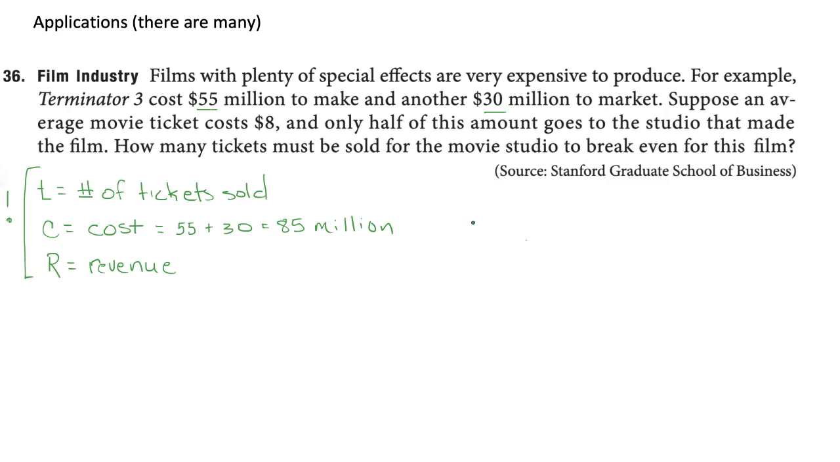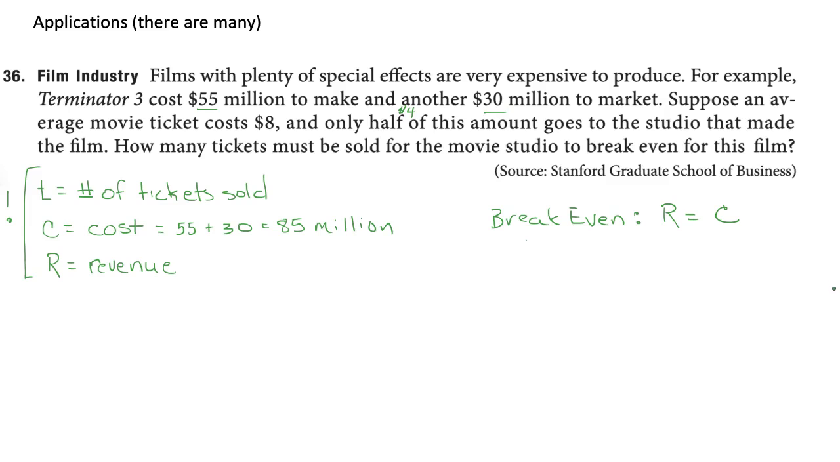So an average movie ticket costs $8, and only half of this amount goes to the studio. So that means $4 goes to the studio. Sometimes you need to add just a little bit more. How many tickets must be sold for the movie studio to break even for this film? So what does break even mean? Break even, and look at our variables, means that the revenue equals the cost.